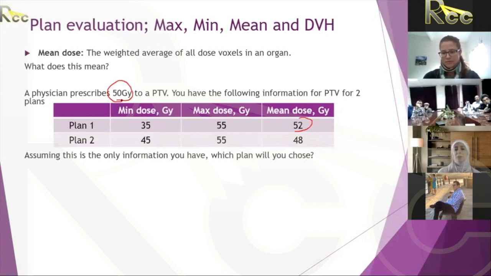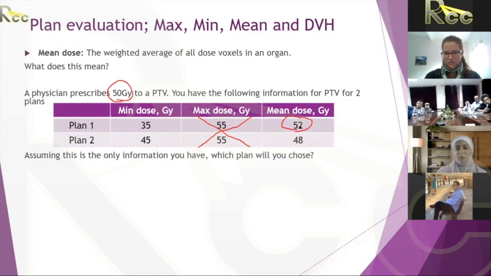Unfortunately, we don't live in a perfect world. So I will have some minimum dose and I will have some maximum dose, right? Yes. But if I have minimum and maximum, I should have a mean, a middle value. Okay. Good. So we agree. For the purpose of discussion, I made the maximum dose the same. And now plan one has a mean dose of 52 gray, which is higher than what I want. I want 50 gray. Plan one gives me 52 gray.